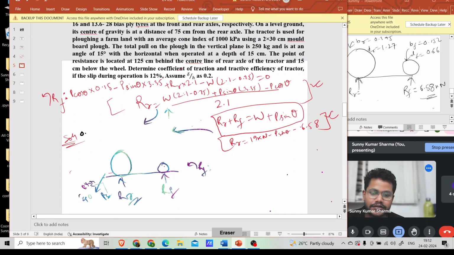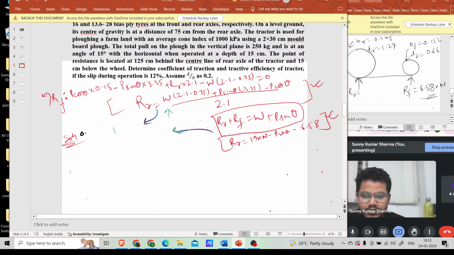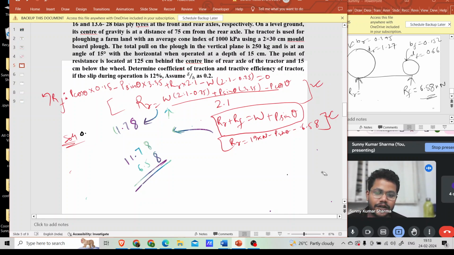So what RR did you get? 11.78, sir. 11.78 plus 6.58, if you add, I think it is not correct. You got a wrong value. It can never be less than the weight, because this RR plus RF is itself greater than W, that is W plus P sin theta.